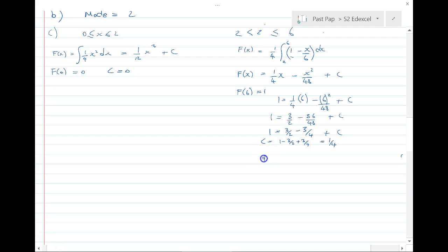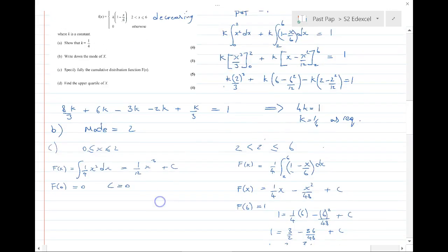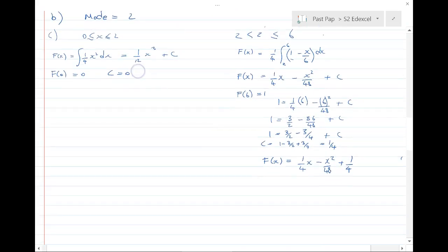So that gives us f(x) within that range equals 1/4 x minus x squared over 48 plus 1/4. Right, but if we go back to the question, we can't just write the functions. There are 5 marks available here, so we need to fully specify it. That means fully define it. We had 3 bits before, so it's going to be 4 bits to the CDF.